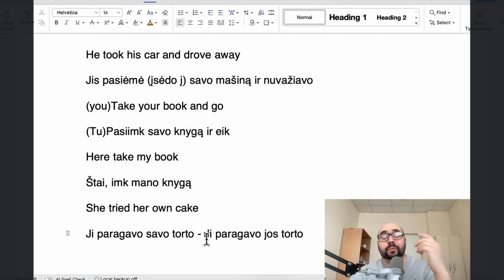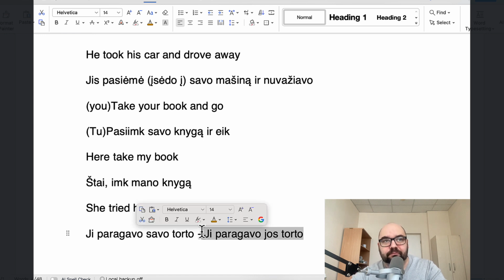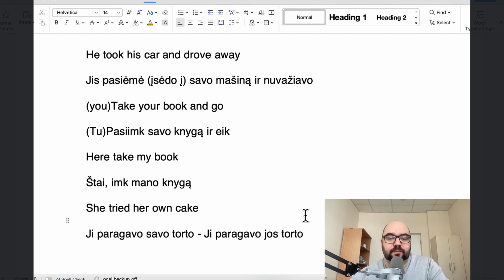And you would definitely be understood, but it would be a stylistic mistake, right? Because that's not how we talk. That's not how we say it in the Lithuanian language. Okay, so just know that you have this very, very basic, very simple rule: possessor and subject the same, you use savo. In all persons, plural, singular, doesn't matter.